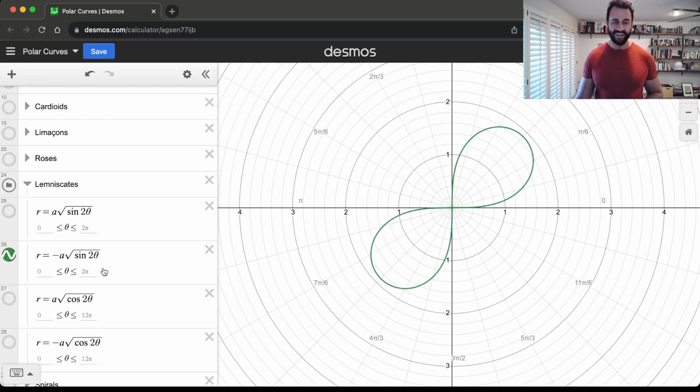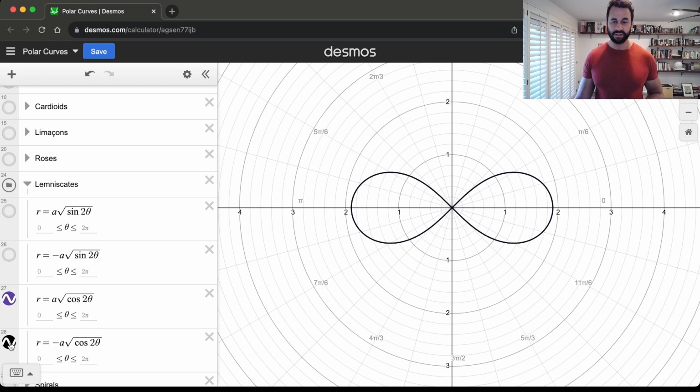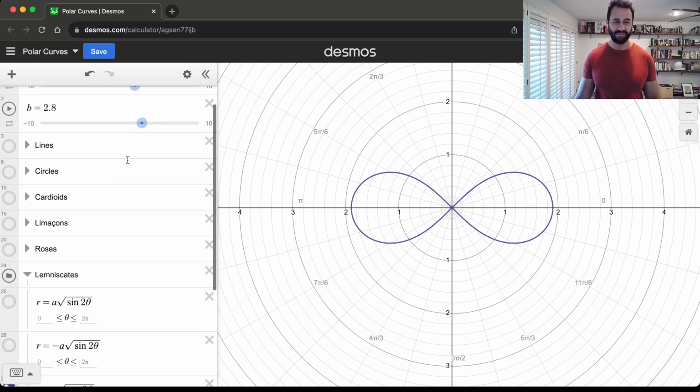There's this one. In this case, we're getting the same equation because r squared gives you plus or minus, right? Here's the cosine version. The cosine version really is the infinity sign. So this is the infinity sign right there.